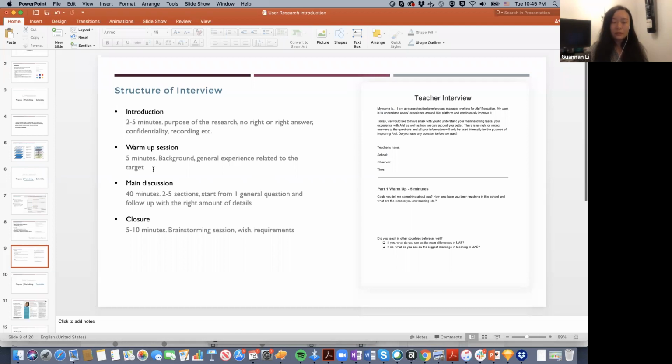The warm-up session is mostly things that are related to your research goal, but not so directly. For example, going back to the language learning app, if you're designing something like that, you start from: what language do you speak?